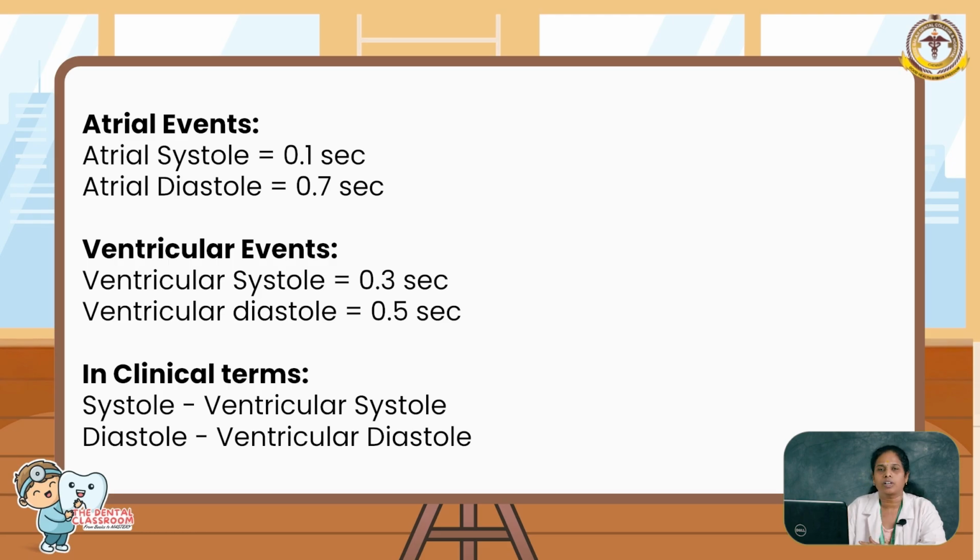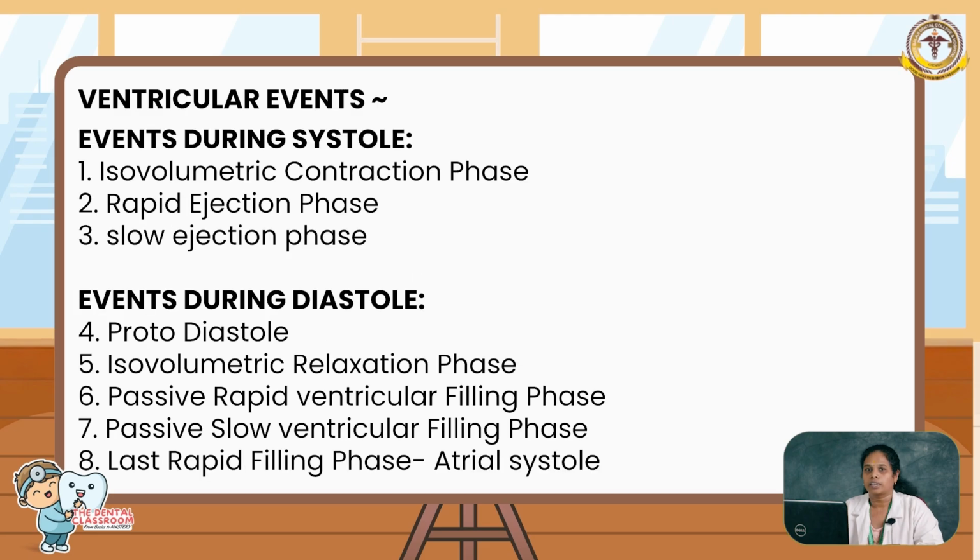So always remember, whenever your atrium is contracting, at the same time parallelly your ventricles will be relaxing. Whenever your ventricle is contracting, parallelly your atrium will be relaxing. And again, under ventricular events, we have certain subphases, that is, subdivisions. Under ventricular systolic events, the subdivisions are isovolumetric contraction phase, rapid ejection phase, slow ejection phase. Again, under ventricular diastole, we have subdivisions. First is protodiastole, followed by isovolumetric relaxation phase, passive rapid ventricular filling phase, passive slow ventricular filling phase, which is followed by the last rapid ventricular filling phase.